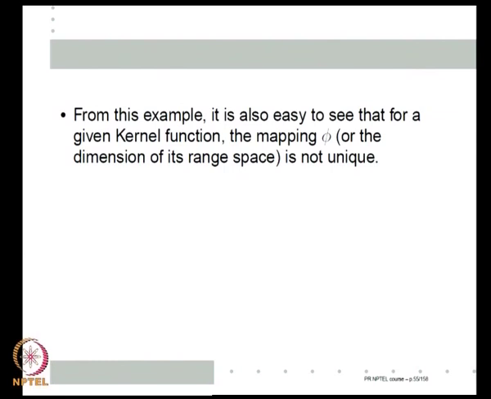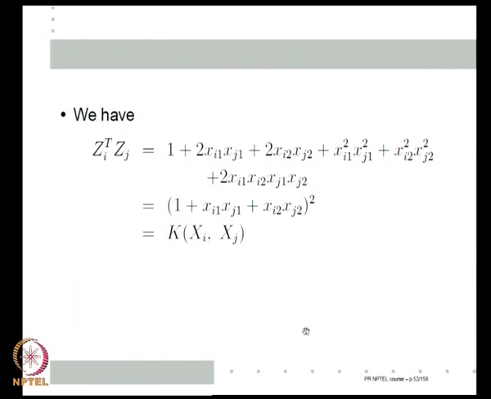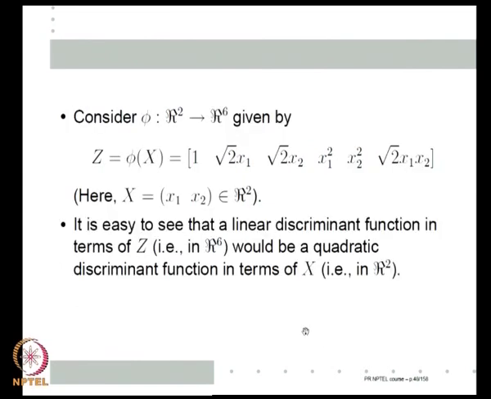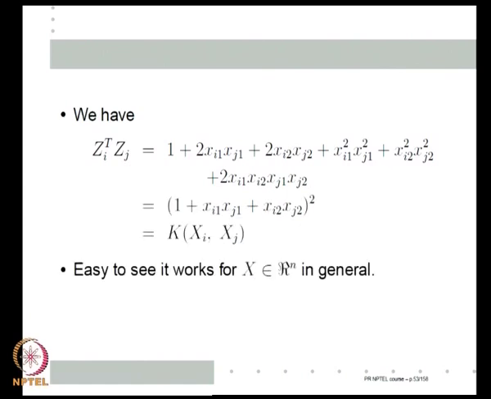The other thing that we want to mention is that for a given kernel function, neither the mapping phi nor its range space is unique. We chose this particular phi, but for the same kernel function many other phis work. What other phis work? It is very easy to see what other phis work.